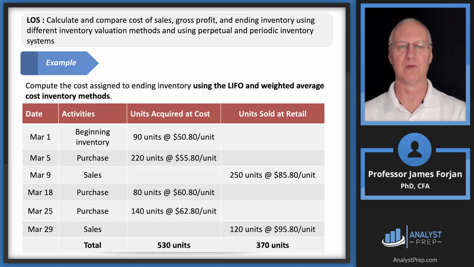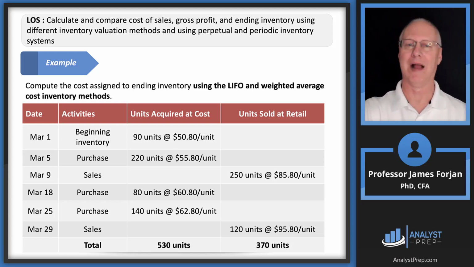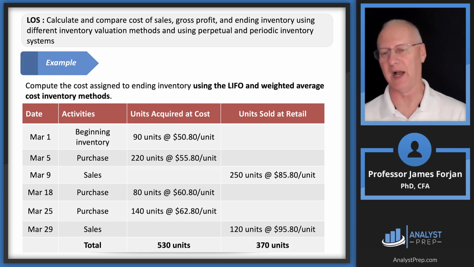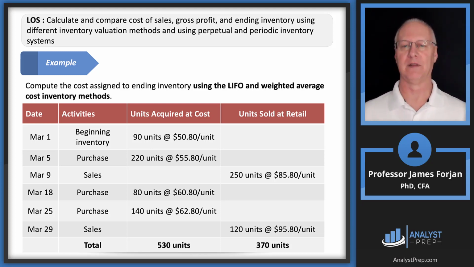All right, so think about this. Our inputs have increased from $50.80 all the way up to $62.80. So this is a period of rising input prices. But then, of course, notice on that far right column, we are able to sell our units of inventory at rising prices from 85 to 95 during the month of March. So the question then becomes, what happens to our inventory value during the course of the month and then at the end of the month?